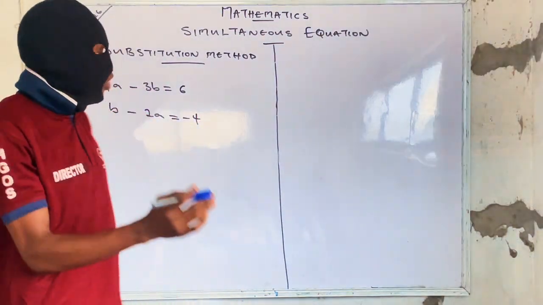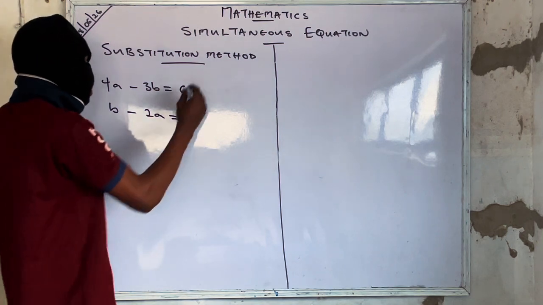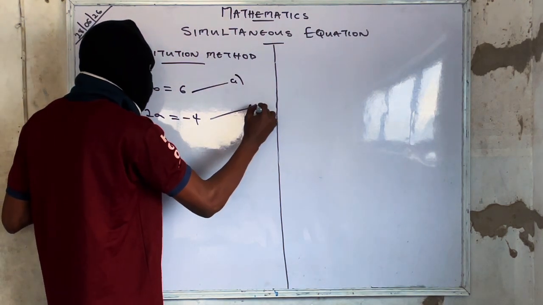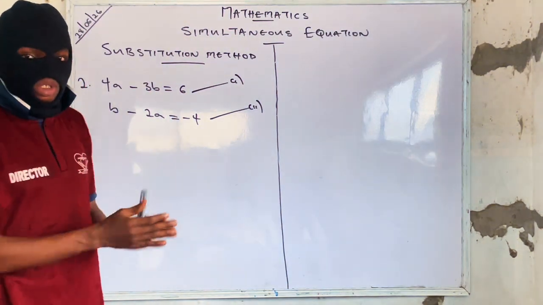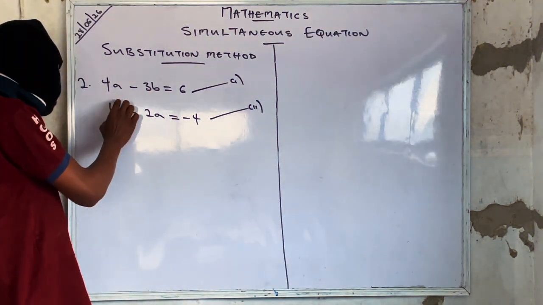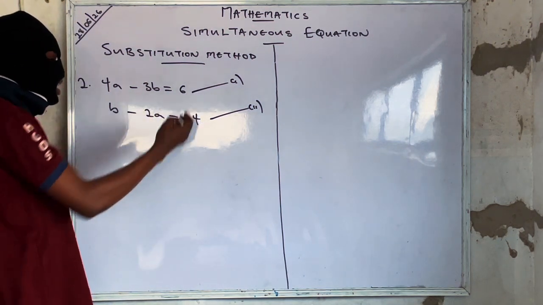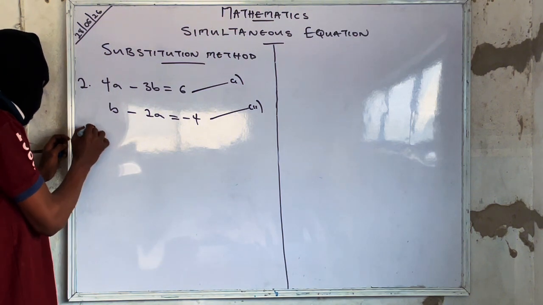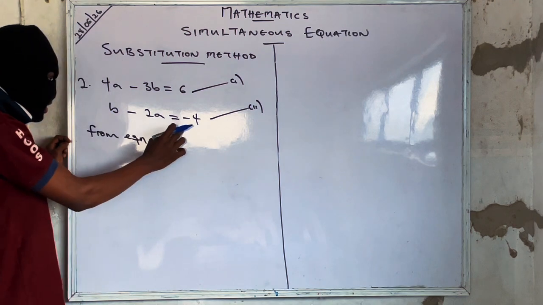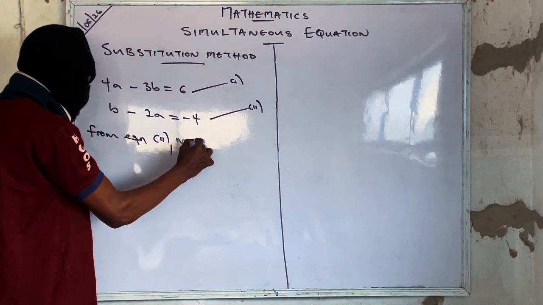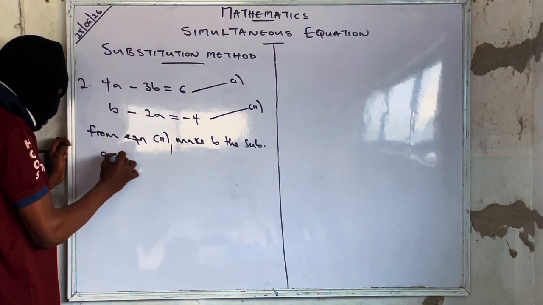Very simple. Look at the two questions. You can see that they entail different coefficients. The first thing you are going to do is name your equations. To make it easy, look for the easier one of both equations, so you can easily make one variable the subject of the formula. If you look at these equations, equation 2 is easier than equation 1. So from equation 2, I want to make B the subject of the formula.